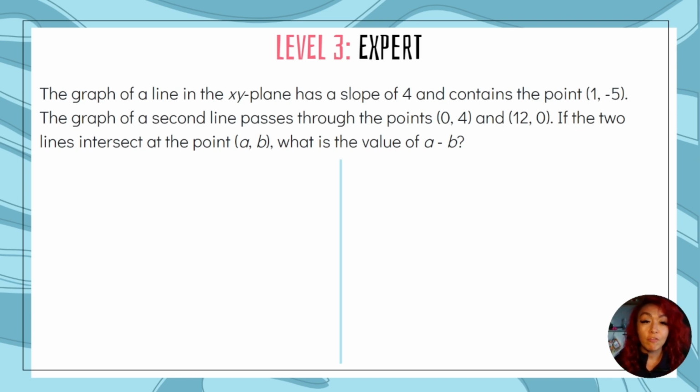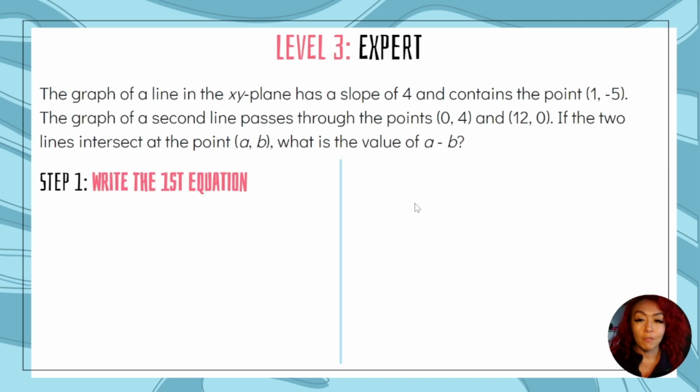So we don't have a graph here and we don't have the equations here, right? So we're going to have to use the information that we're given and our prior knowledge from the previous lessons to write the equations for both lines. Let's take a look at the first one. They tell us it has a slope of 4 and contains the point (1, -5).